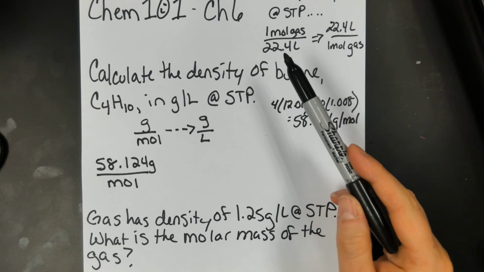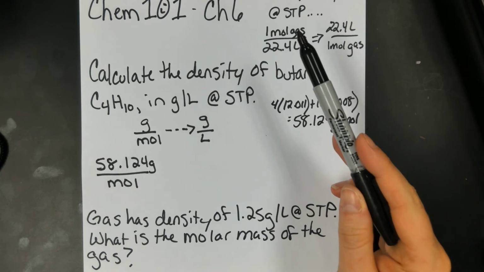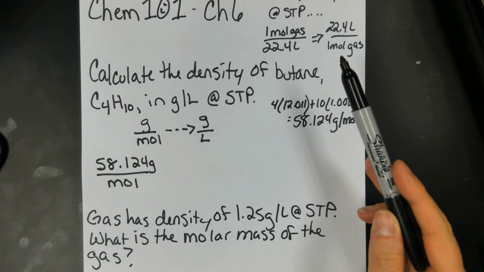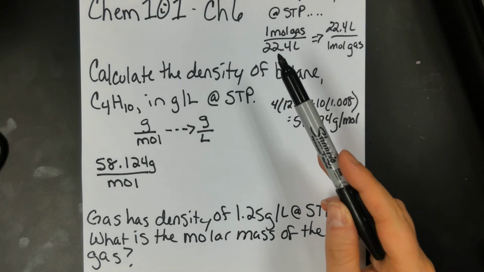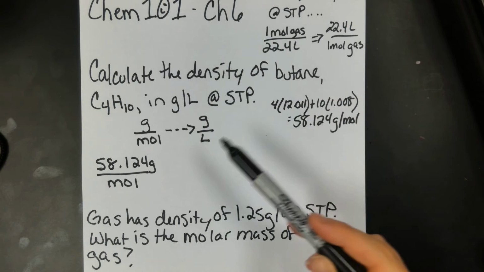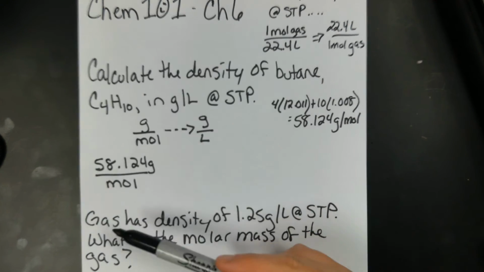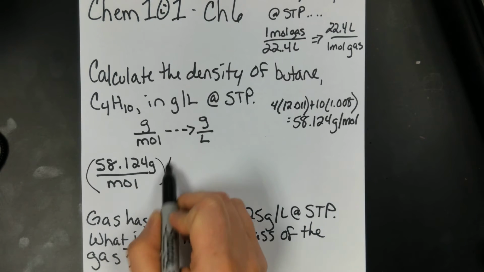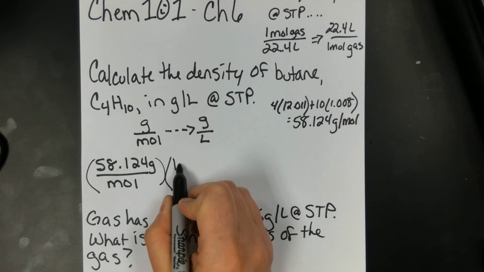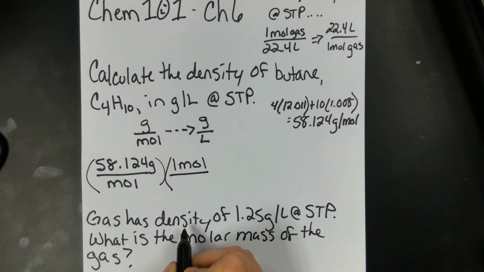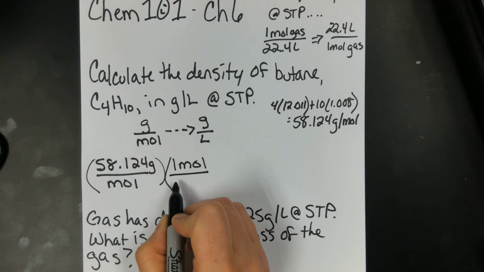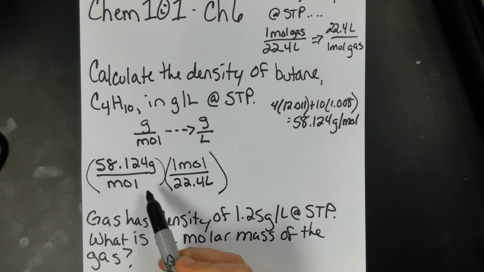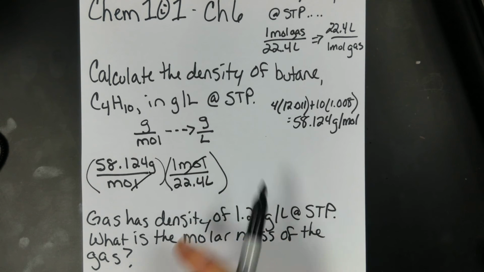So am I going to use this version where moles is on the top and liters is on the bottom, or this version where liters is on the top and moles is on the bottom? I want to use this version where moles is on the top, because that way I can cancel mole and be left with grams per liter. So let's go ahead and do that. 1 mole of gas takes up how much space? 22.4 liters at STP. And what we'll notice is that moles are going to cancel out.